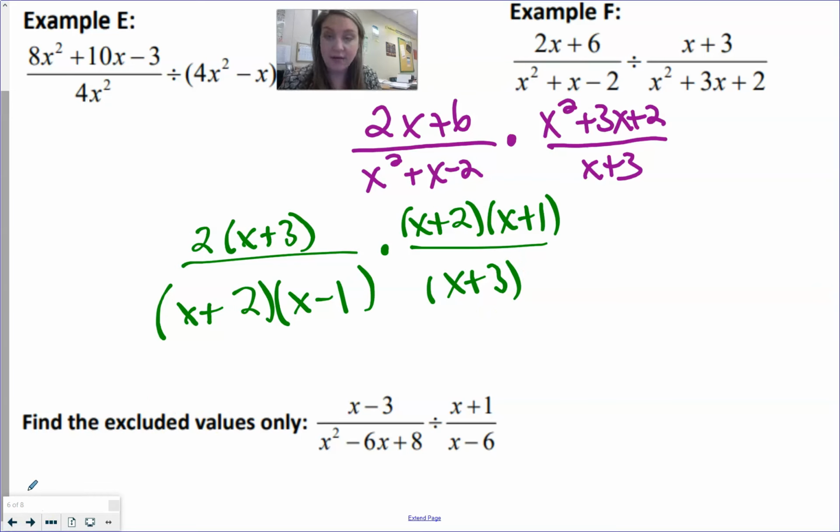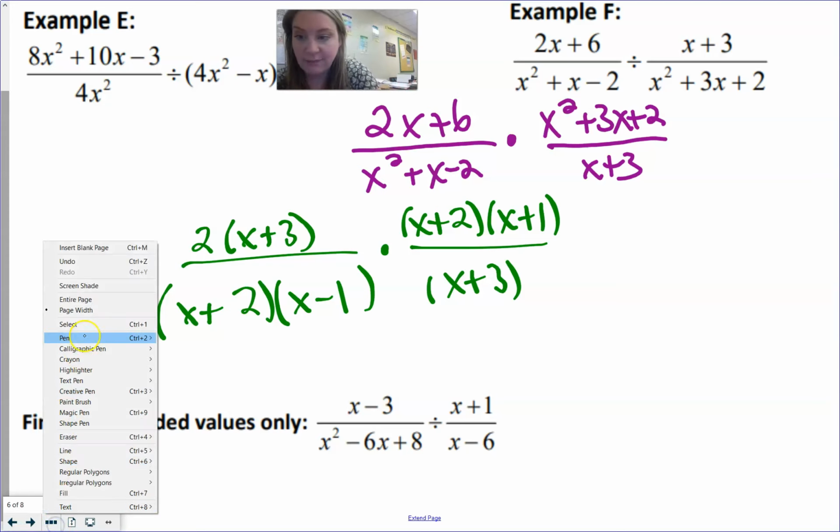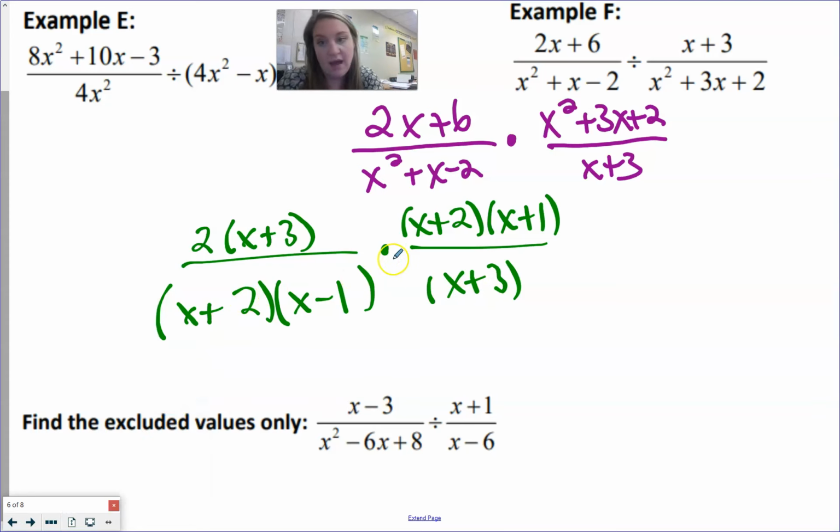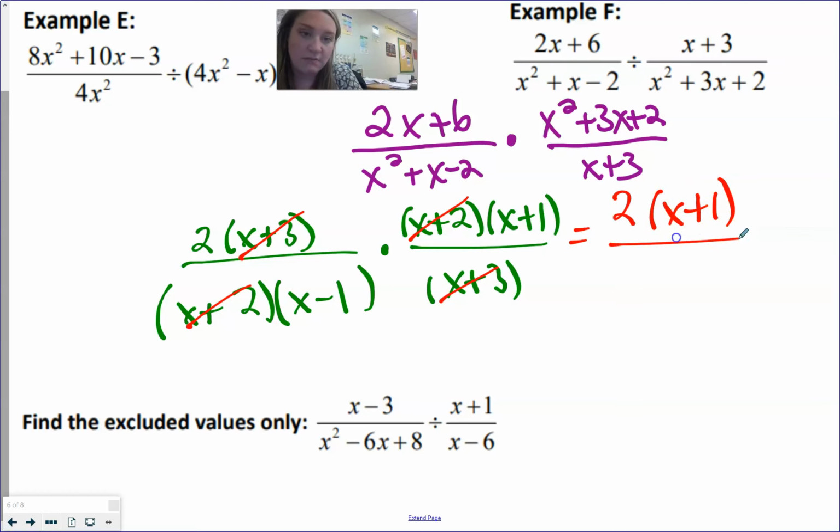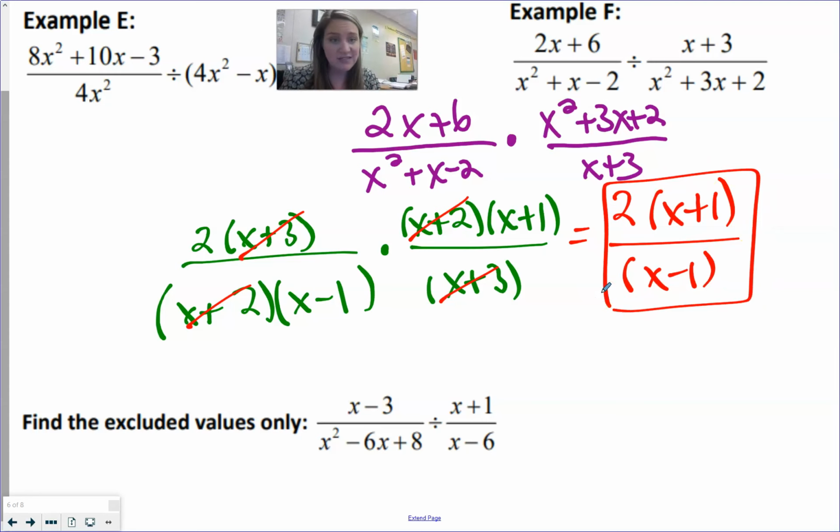All right, so let's start canceling out common terms now. So I'm going to look at the top, look at the bottom. I see an x plus 3 in both places. I see an x plus 2 in both places. And that is all I have in common. So my numerator, I have a 2, and I have an x plus 1. My denominator, we just have an x minus 1. And that's as low as I can go. Again, I can't try to cancel out the x's because they're not common factors. X plus 1 is the factor. X minus 1 is the factor. Okay? So they cannot cancel out.